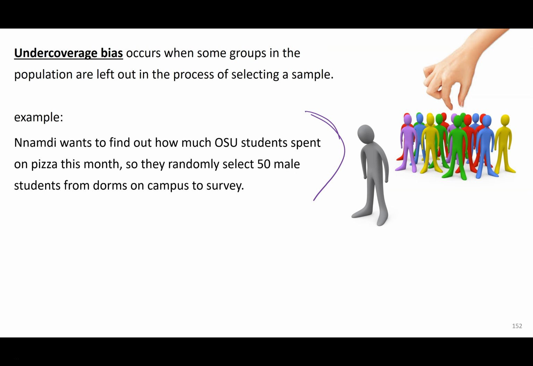So they randomly select 50 male students from dorms on campus to survey. So they probably got a big enough sample, but it comes down to they picked 50 male students from dorms on campus. So they left out any students that aren't male, and they left out any students that don't live in dorms on campus. So this is problematic. They left out a lot of OSU students because there are a lot of OSU students that are not male and or don't live on campus. So definitely left a lot out there.